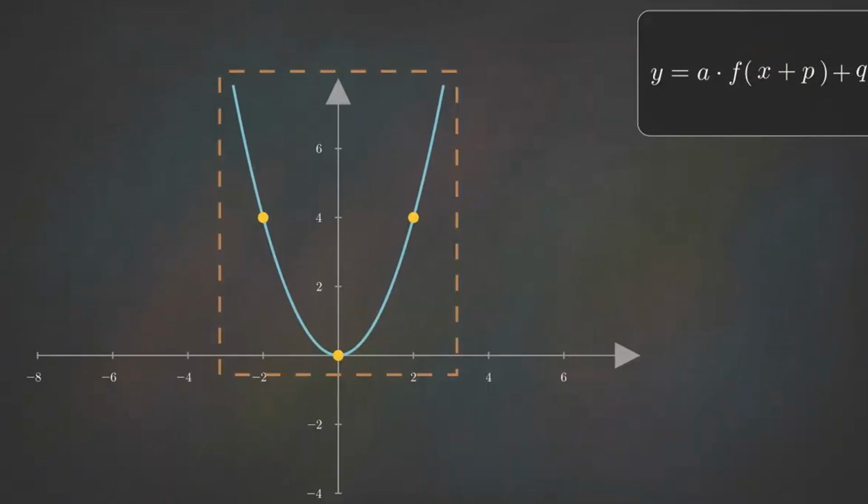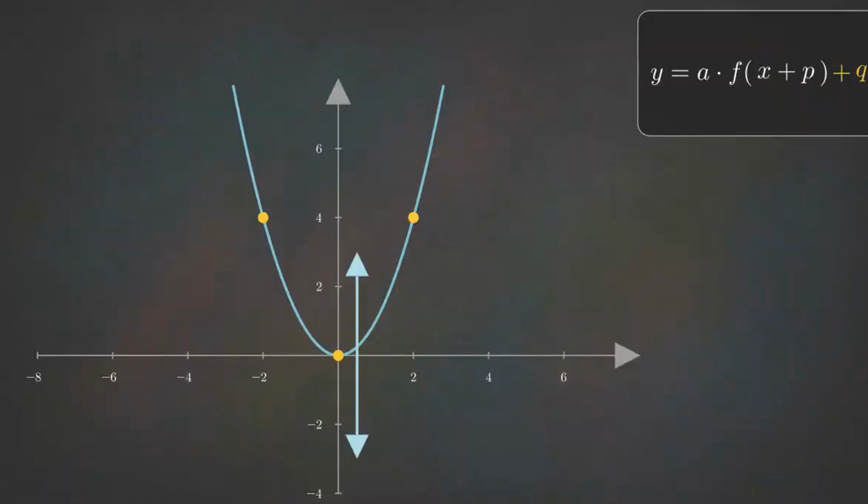The q at the end of the equation acts as our vertical slider. Because it is added to the entire function, it directly impacts the y values. Add to q and the graph moves up. Subtract from it and the graph moves down.